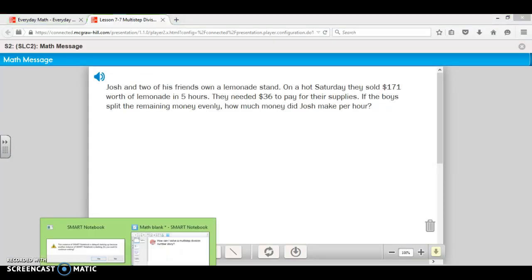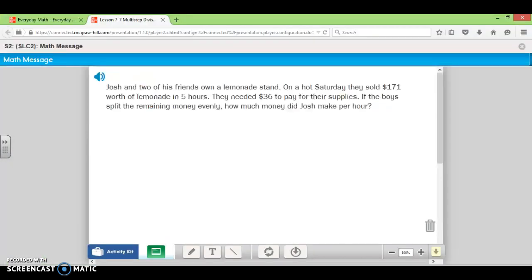So let's take a look at those multi-step division number stories. Josh and two of his friends went on a lemonade stand. On a hot Saturday, they sold $171 worth in 5 hours. They need $36 to pay for their supplies. If the boys split the remaining money evenly, how much did Josh make per hour?